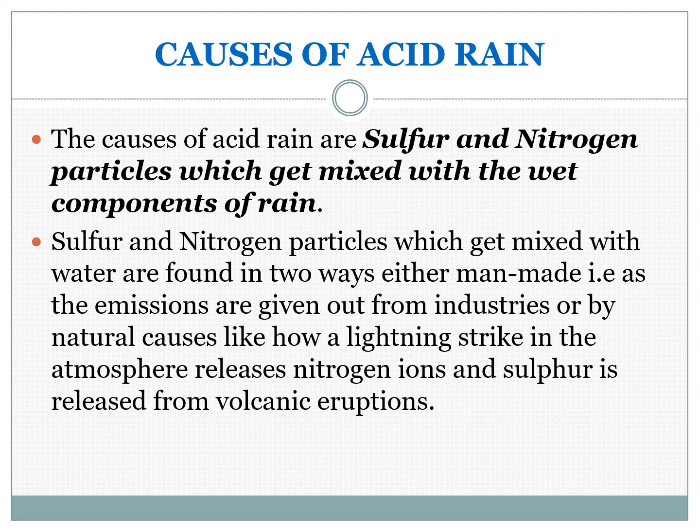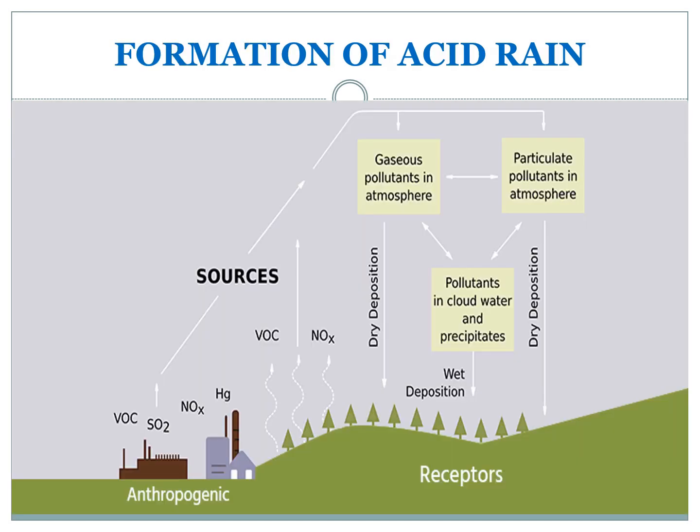The main cause for acid rain is sulfur and nitrogen particles getting mixed with the wet components of the rain. Sulfur and nitrogen particles mix with water in two ways: either man-made, that is emissions coming out from industries, or by natural causes like lightning strikes in the atmosphere, which release nitrogen ions, and sulfur which is released from volcanic eruptions.